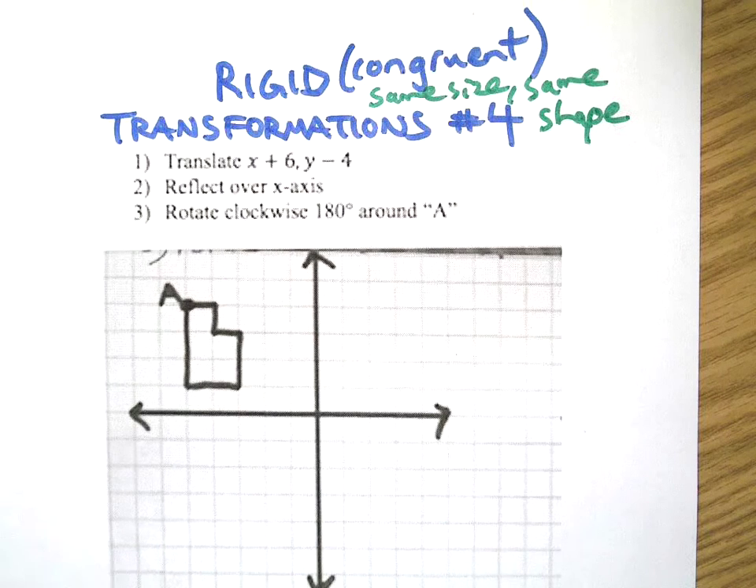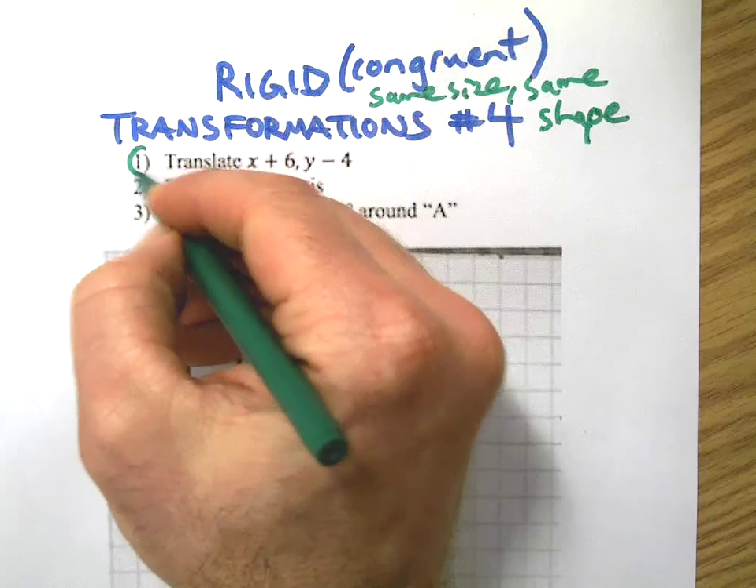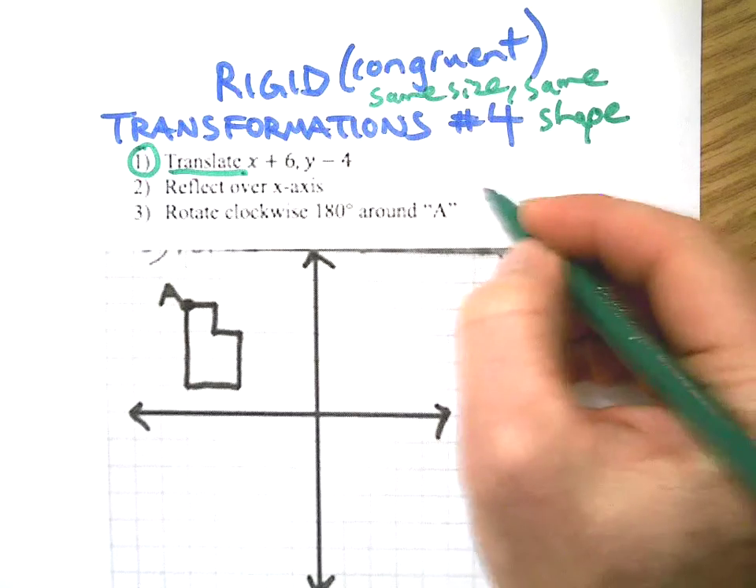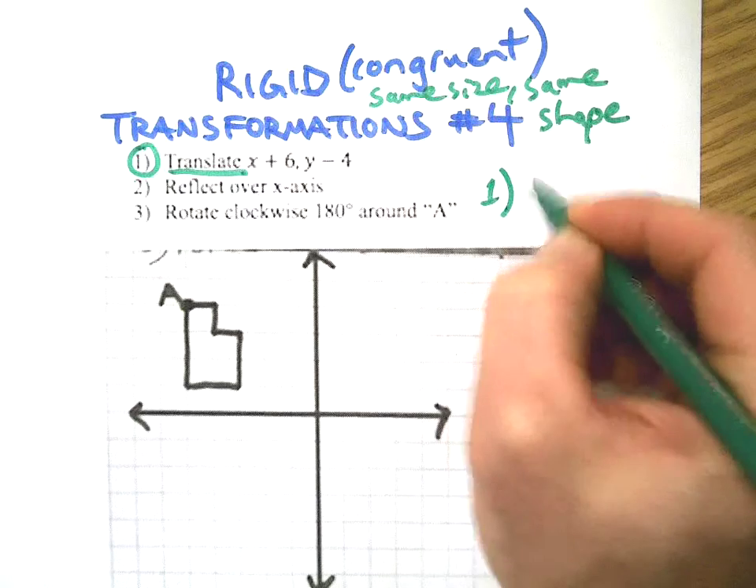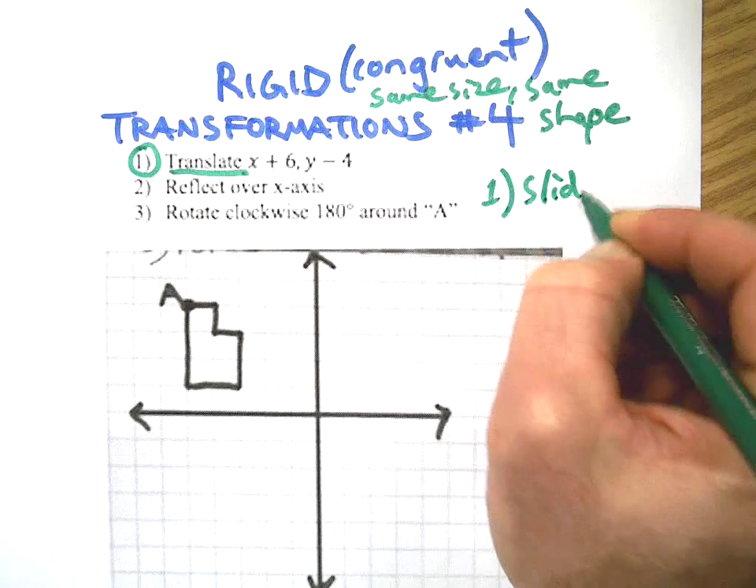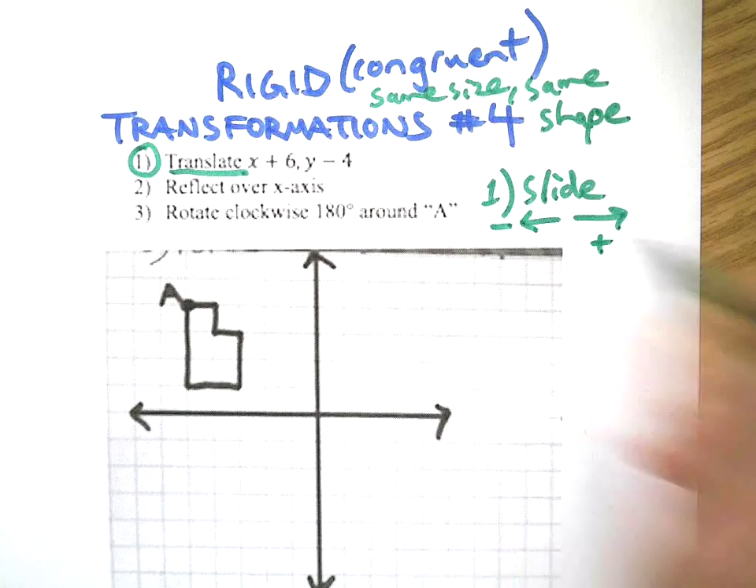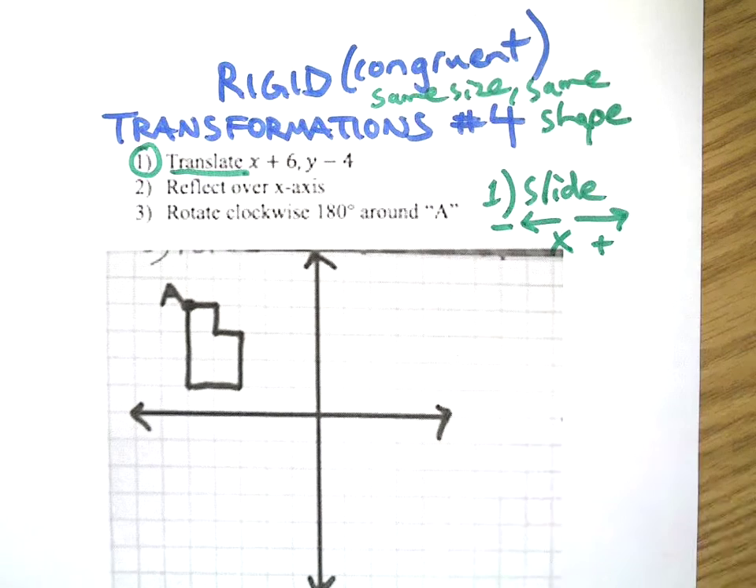Okay? Since it worked so well in the last video, I'm going to color code this. We're going to start with green. Green means go, so let's go. Translate means slide, right? And if we're sliding left, it's minus, and if we're sliding right, it's plus x. Okay, just like the x-axis.